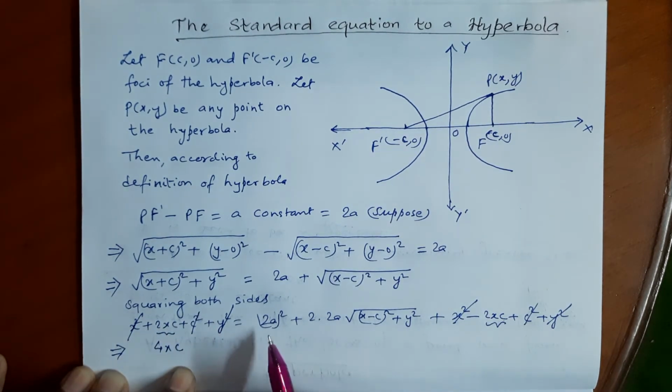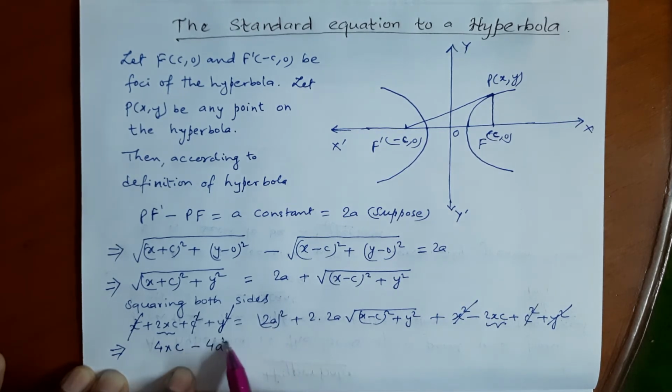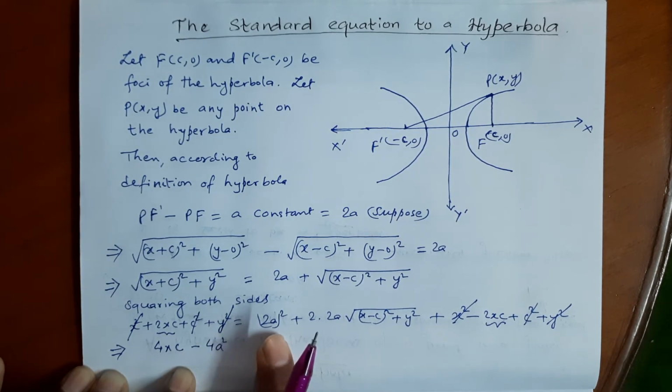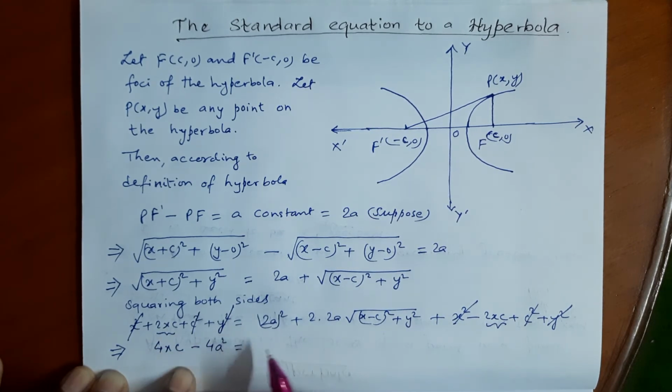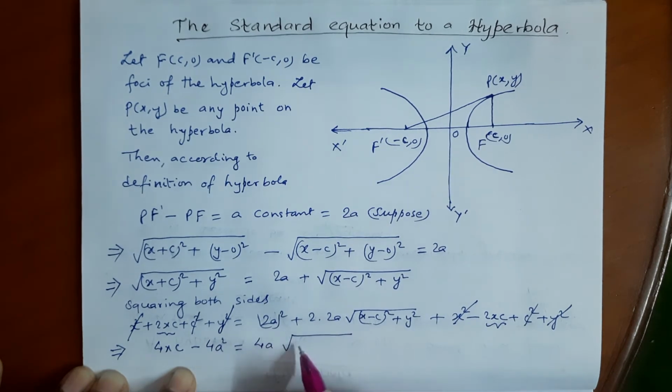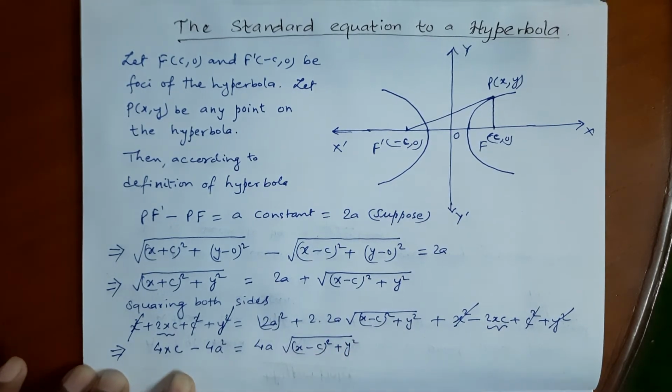And now this 2a square, this is 4a square, we can write on the other side. This 2a whole square means 2a times 2a, that is 4a square. When it comes, it becomes minus 4a square, equals to 4a root over x minus c whole square plus y square. We can write it this way.